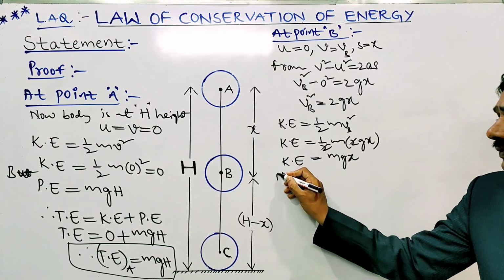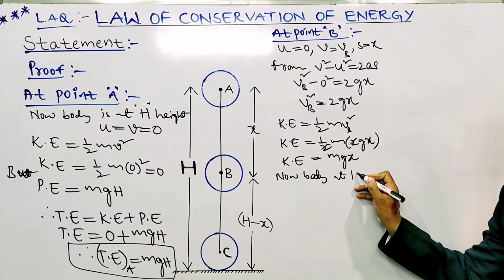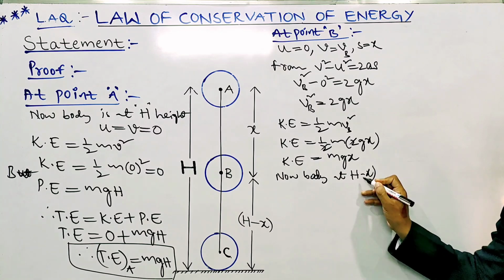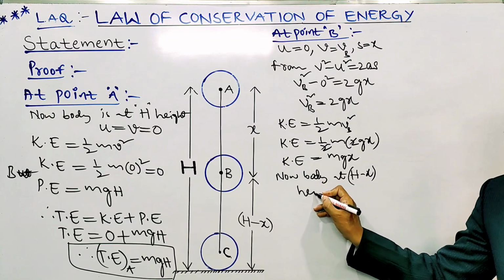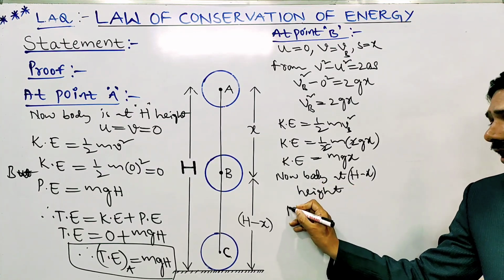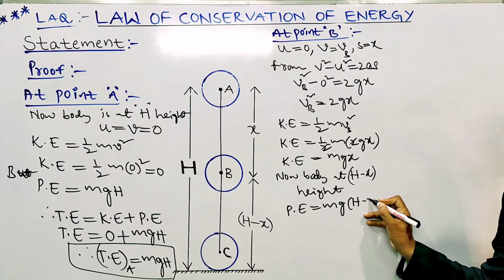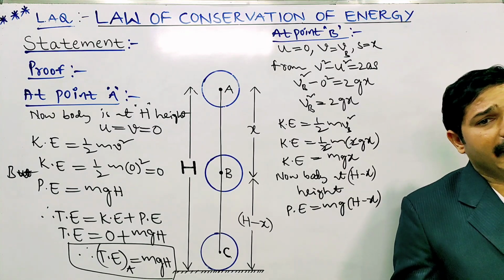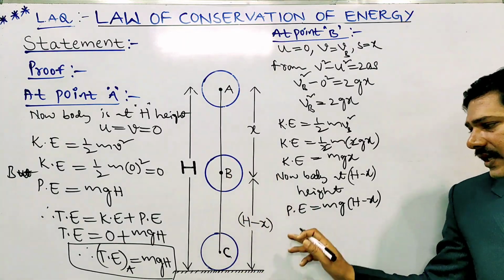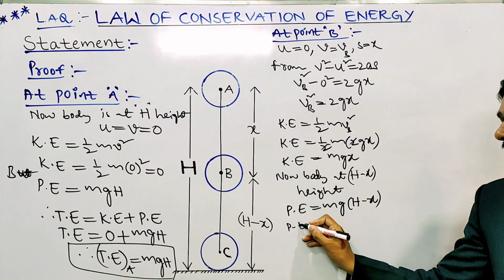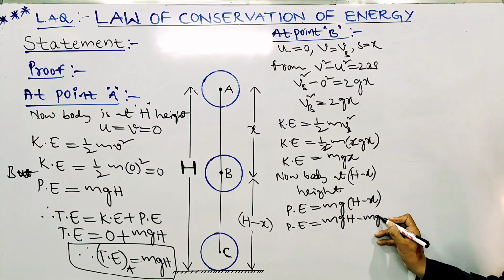Now potential energy. Now the body is at h minus x height. That is why potential energy is mg into h minus x. Why? Because the body height is h minus x. Here open this bracket. Potential energy is equal to mgh minus mgx.